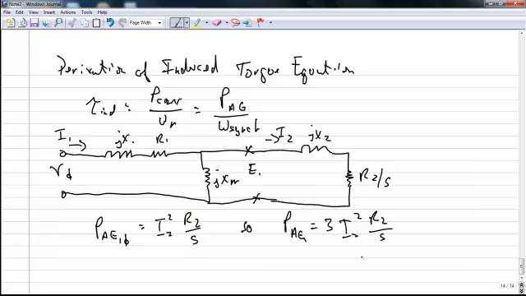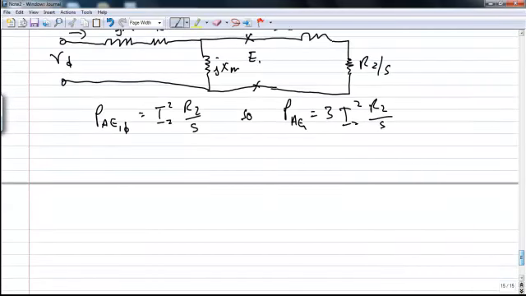So in order to find I2, we'll take the Thevenin equivalent of the portion of the circuit to the left of the X's where I indicate E1. Now recall, in order to find the Thevenin equivalent, we find the open circuit voltage at the point where we want to find the equivalent circuit. We short out the voltage sources, in this case the V sub phi, the phase voltage, and we find the equivalent impedance looking into those terminals.